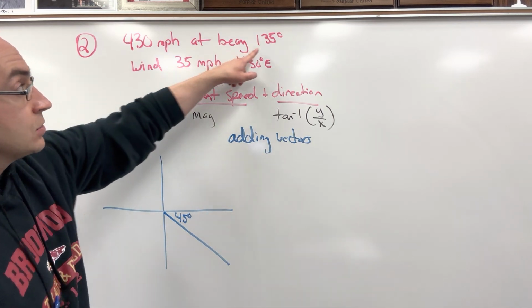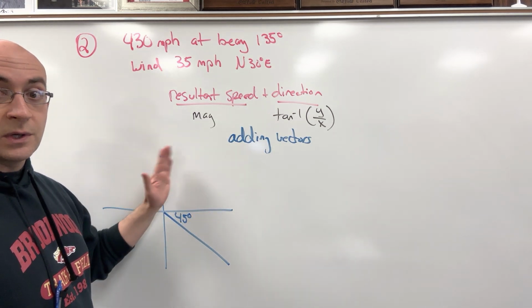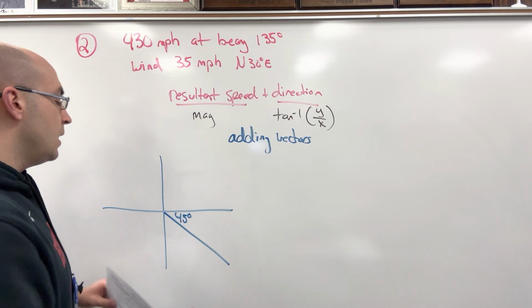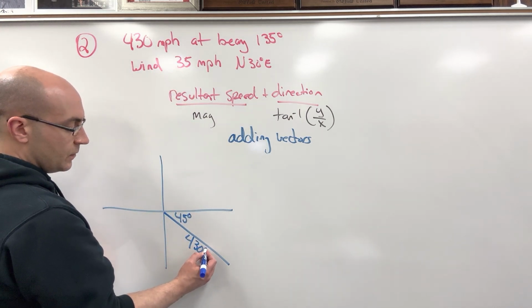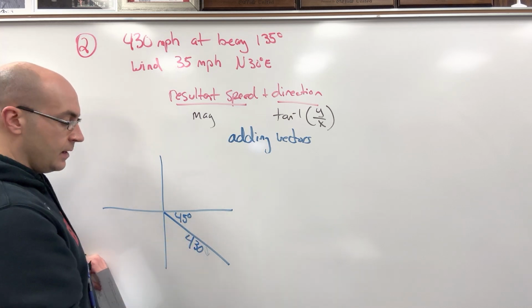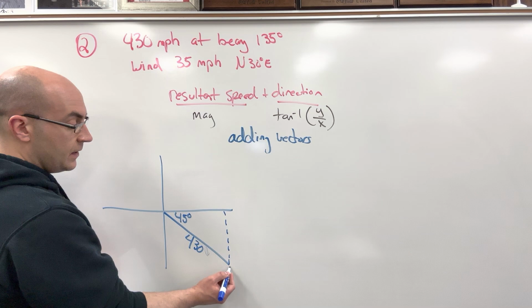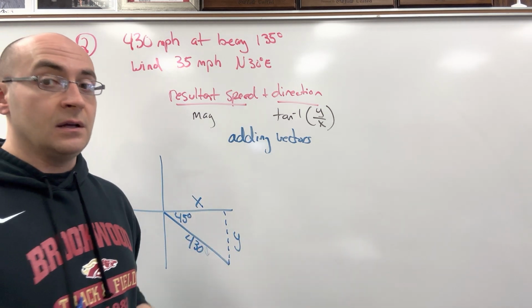Now, again, if it's 135 degrees bearing from the north, it's gonna be in this direction here because we're going from the north clockwise, okay? So 45 degrees, the magnitude of it is 430, okay? Which means that's the hypotenuse of this plane. So we need to find the x value and the y value, which is the components of that vector.